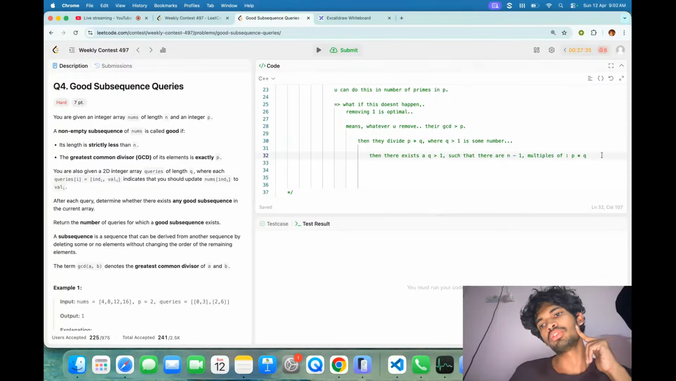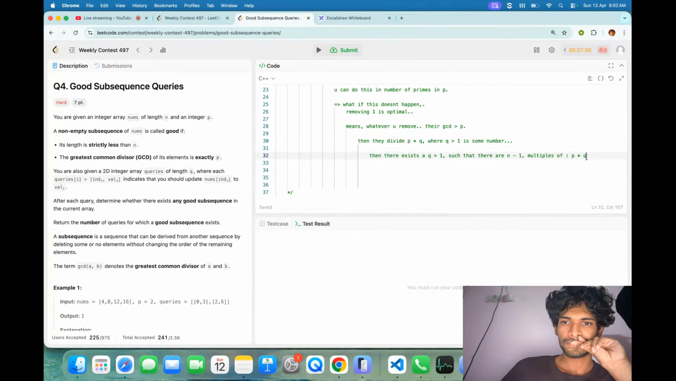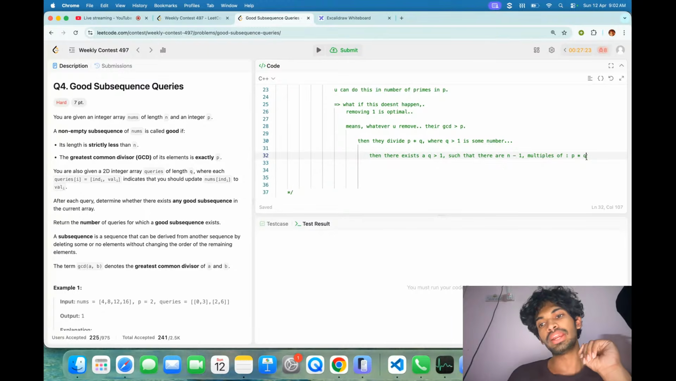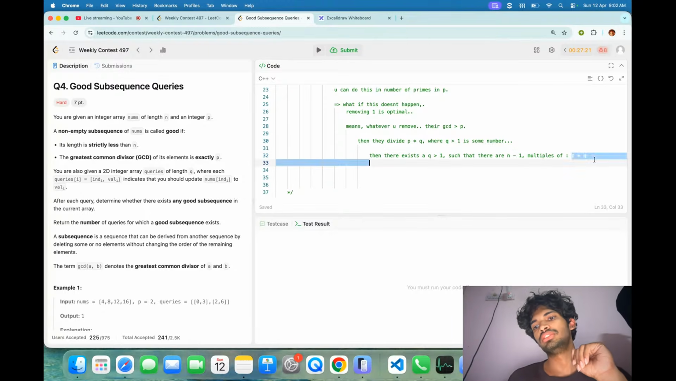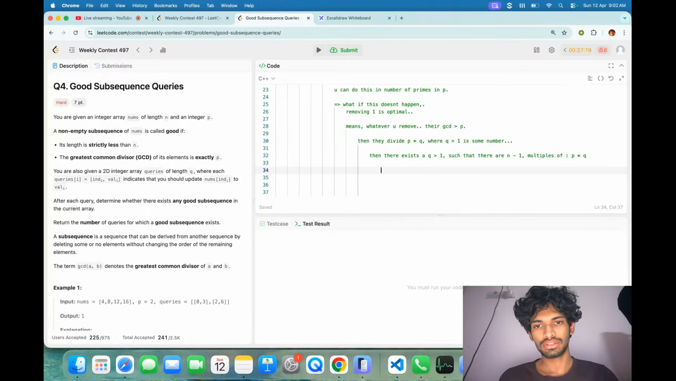I'm thinking how to find this Q, is what I was thinking. Q greater than 1. This cannot be max value. So all you want is the max frequency of multiples of P times Q. If this is less than n minus 1, you are done.